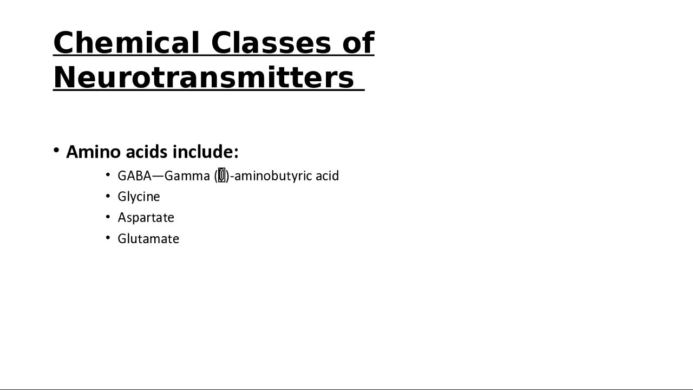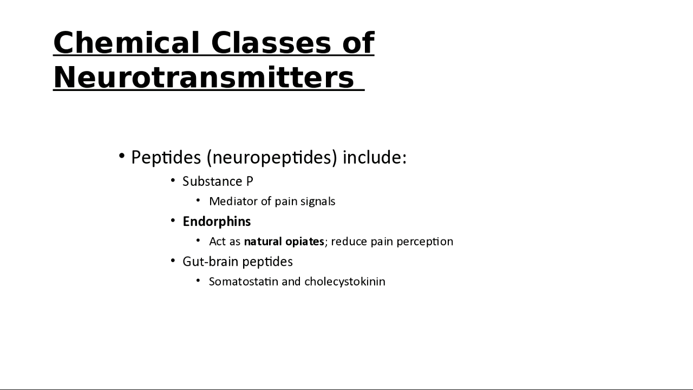Okay, next chemical class, amino acids. Gamma-aminobutyric acid. Gamma didn't make it in the translation from one program to the other. Glycine, aspartate, and glutamate are amino acids. We have a little more on those as we go along. Peptides, or neuropeptides: substance P. Seems like they could get a better name than that, but it's a mediator of pain signals. And then endorphins reduce pain or the perception of pain.